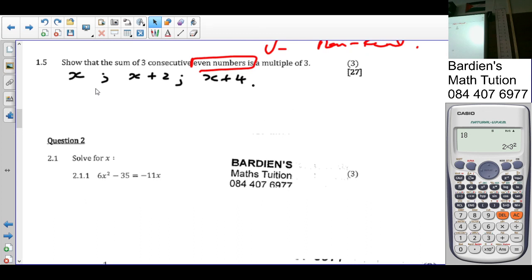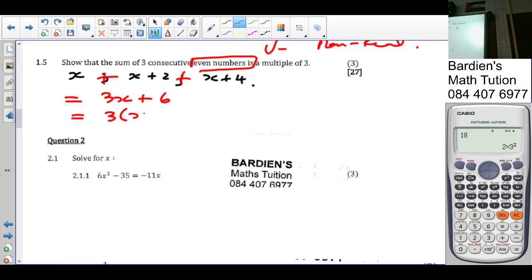If you wanted, you can put a 2 in front of the x, but it's not going to make any difference. For it to be a multiple of 3, for the sum, we're going to add it. So what's x plus x plus x? 3x. 2 plus 4? 6. So what do you notice? We got 3 as a common factor.